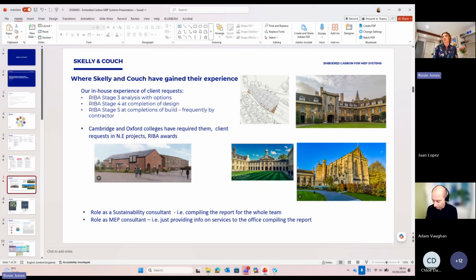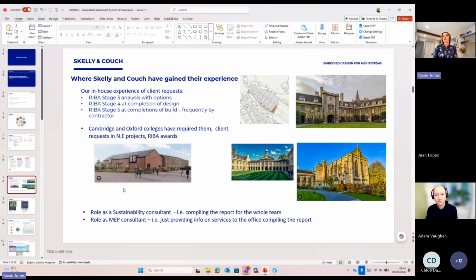And these are a few examples of the jobs that we've been asked to do these embodied carbon assessments on. We've got Emmanuel College, Cambridge, Mansfield College in Oxford, Christ's College in Cambridge, and then some more local ones. We were asked to do an assessment for a project in the Ouseburn Valley that we've done with Will Mawson, and also this new sixth form and higher education centre in Sunderland, where we were also asked to do embodied carbon.